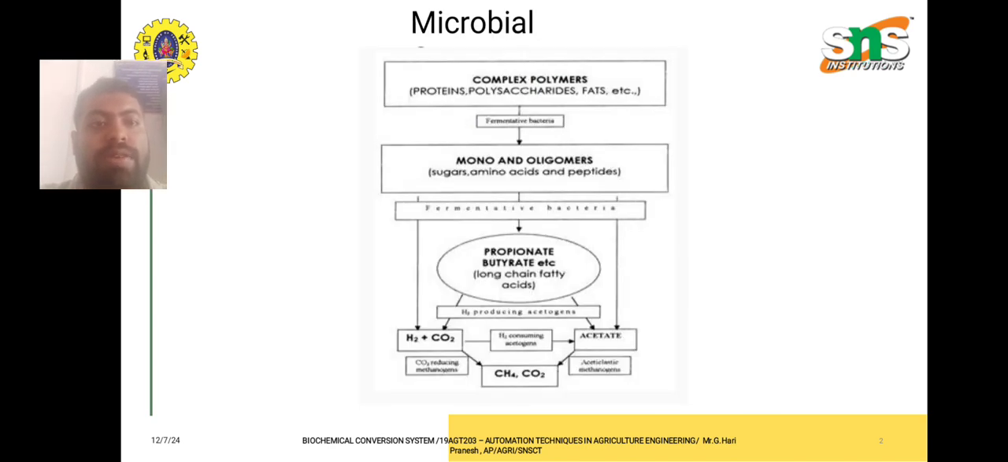In microbial conversion, the complex polymers like proteins and polysaccharides are converted by fermentative bacteria like lactobacillus, lactic acid bacteria, into mono- and oligomers, which are sugars, amino acids and peptides. These are then again converted by fermentative bacteria into propionate and butyrate, which are long chain fatty acids. When it gets converted, hydrogen is produced. Because of these fermentative bacteria, hydrogen and carbon dioxide are produced. Not only that, methane, carbon dioxide and acetate are produced. The products obtained are hydrogen, carbon dioxide, methane and acetate.